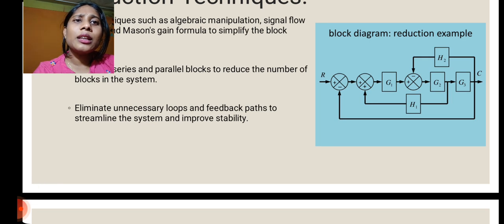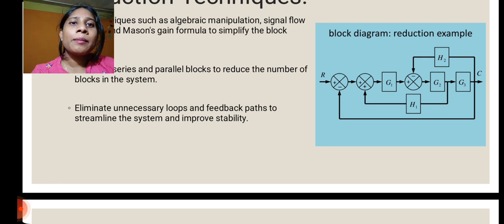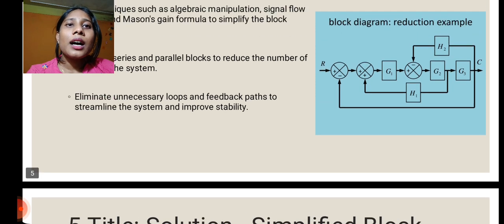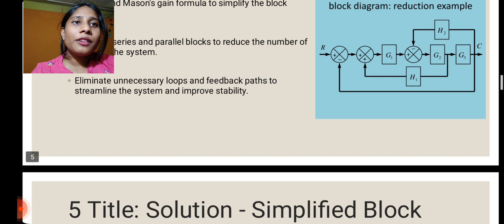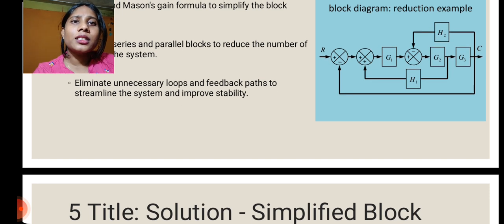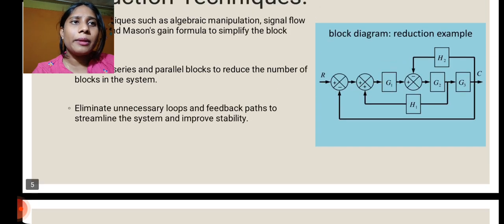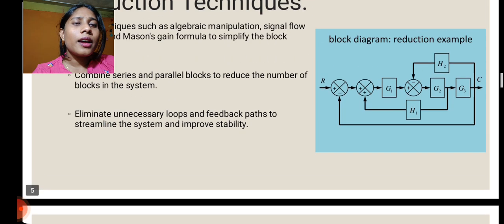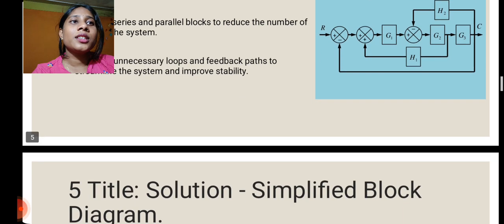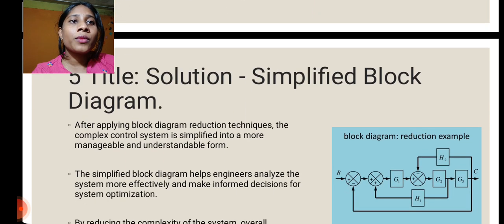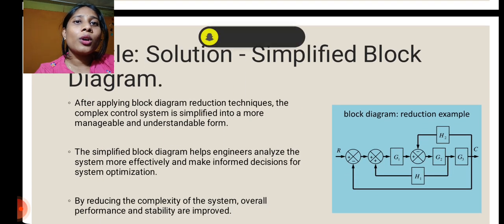Eliminate unnecessary loops and feedback paths to streamline the system and improve stability. Unnecessary loops are removed and feedback paths streamlined to improve stability. As you can see, this is a block diagram reduction example, how the block diagram has been drawn and how, in further steps, it will be reduced. Solution: simplified block diagram.